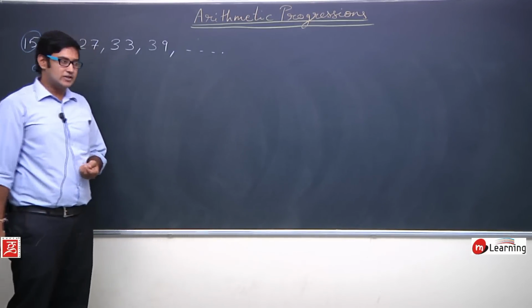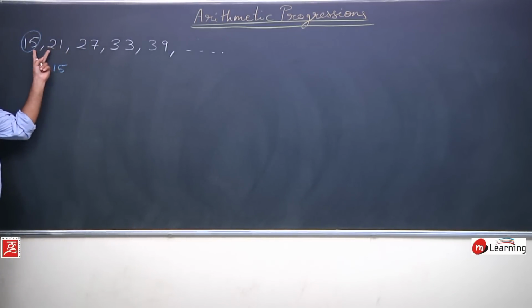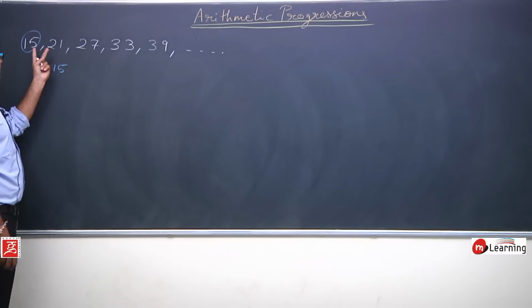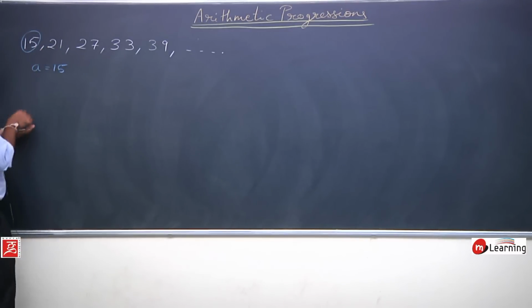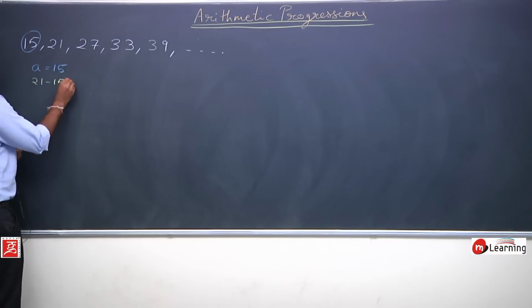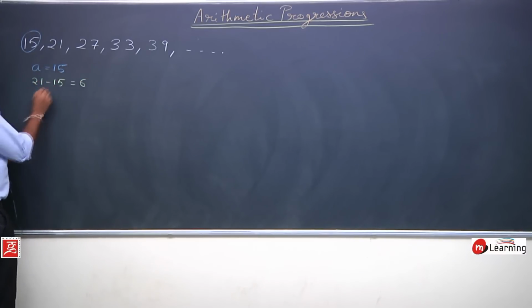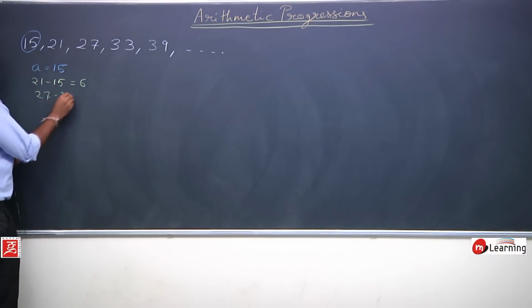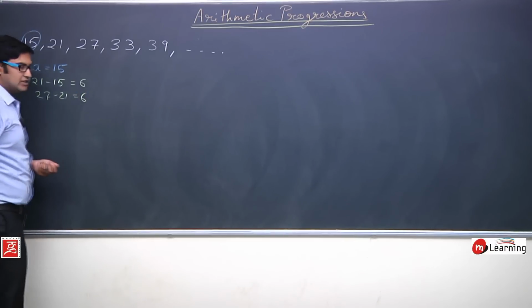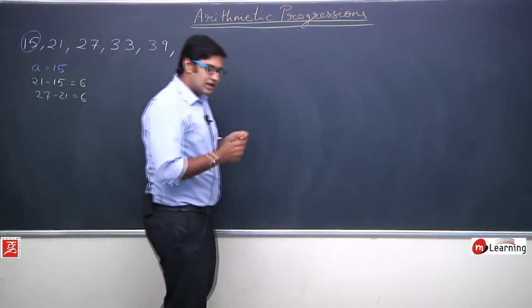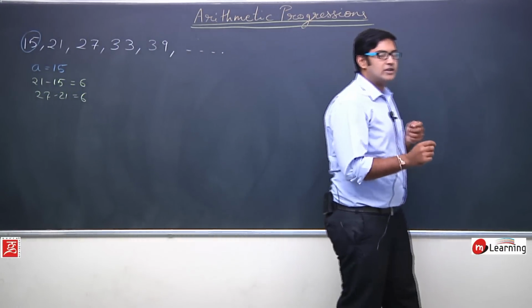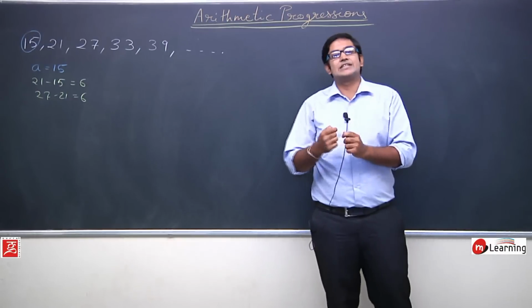And what is the common difference? We will take the difference of any two consecutive terms. So 21 minus 15, this will give you 6, or I can say 27 minus 21, so this will again give you 6, and so on. You can check the difference between other consecutive terms, it will be 6 only.